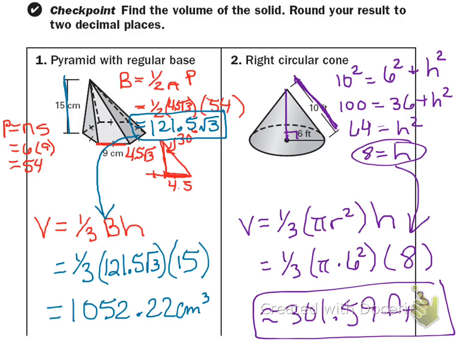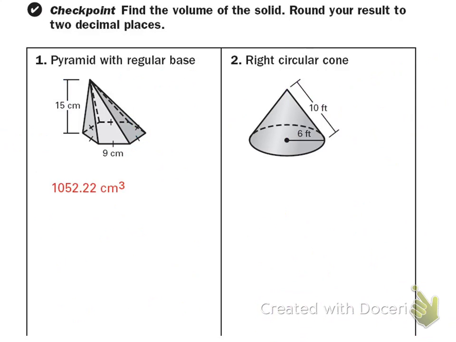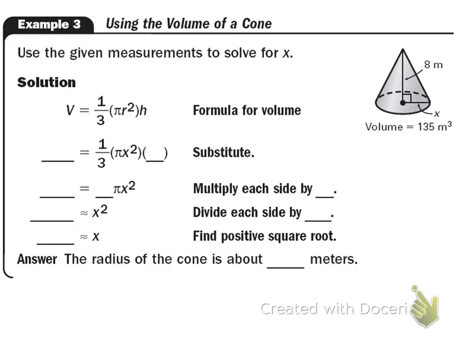All right, one more example. The last example, a little bit different. I'm going to go a different direction. Let's look at the last example. In example 3, we're going to use the volume of a cone. We're given the volume, 135 meters cubed. We're given the height, 8 meters. What we're asked to find is what is the radius of this cone.